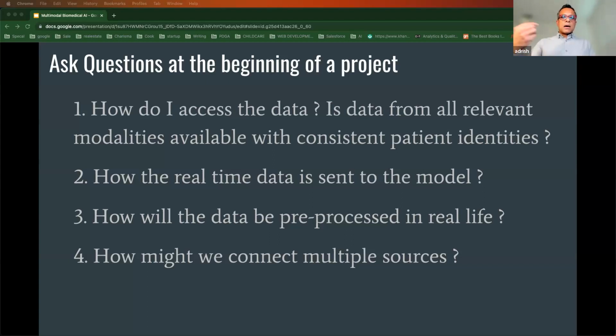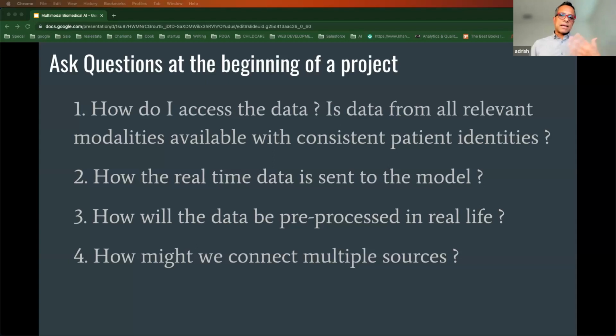And then, how can real-time data be sent to the model? Because of the legacy infrastructure in many health systems, sometimes it's not easy to get real-time data, and you require that in order to support some of the use cases that you have described. It actually requires a lot of real-time data.